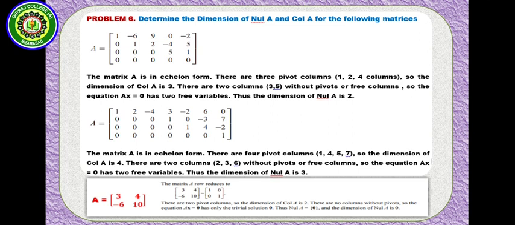In the next problem, A equals 3, 4, minus 6, 10. Matrix A is reduced to upper triangular form. Then we get 1, 0, 0, 1. So two pivot columns are there. These first and second columns form a basis for the vector space and the dimension is 2.